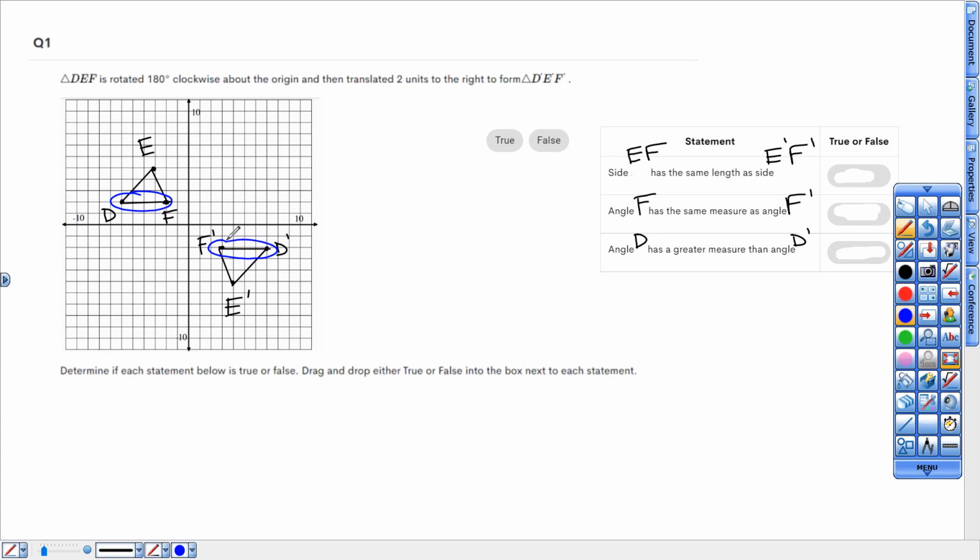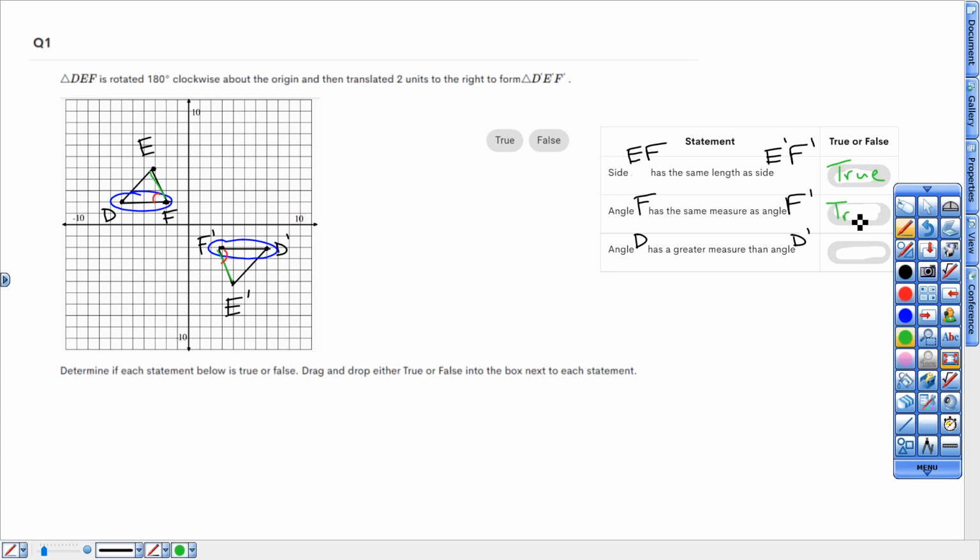So if I'm comparing the original EF to the new E prime F prime, yes, that will be the same. That will be true. That is true. EF, this distance right here, is the same as this distance right here, even though it's been moved. Angle F is the same as angle F prime. And yes, that is true. Even though I'm moving it around, those angles don't change.